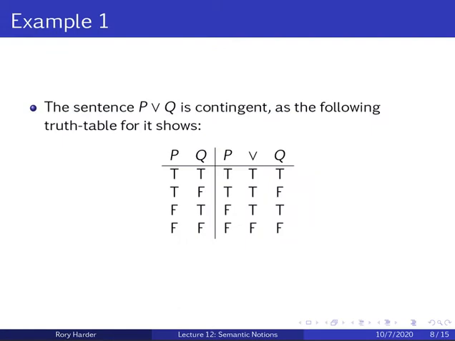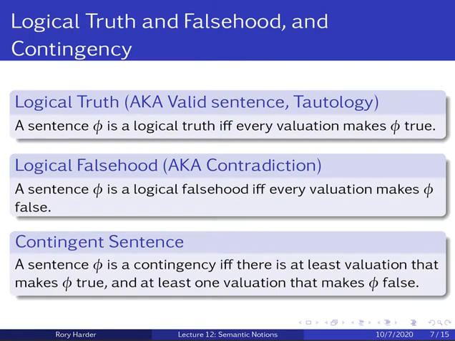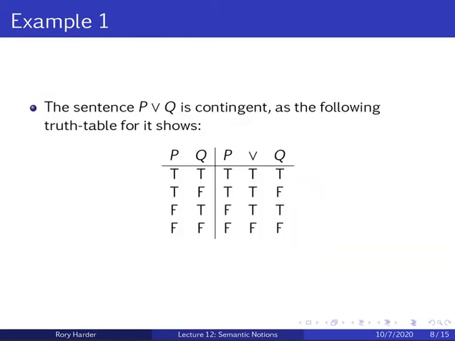So here is an example of how we can use truth tables to test whether a given sentence is a logical truth or falsehood or a contingency. We are now considering the sentence P or Q. P and Q are basic atomic sentences. P might symbolize "it is raining," for instance, and Q might mean "it is snowing." These basic atomic sentence letters represent simple sentences.